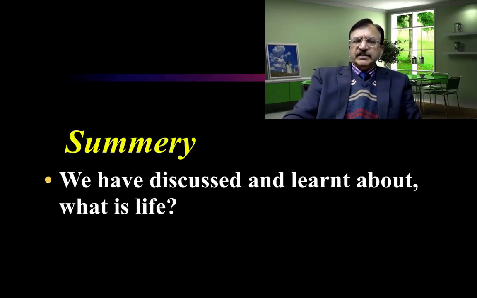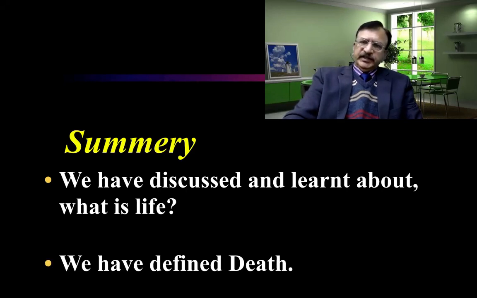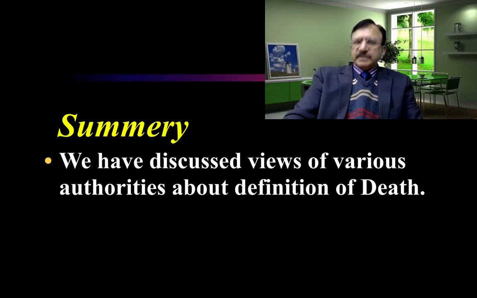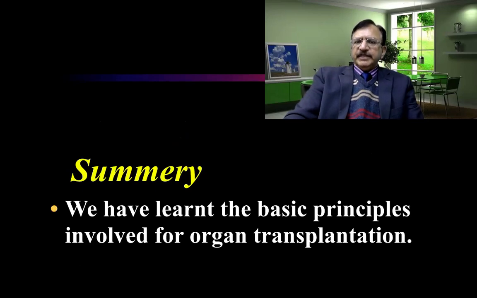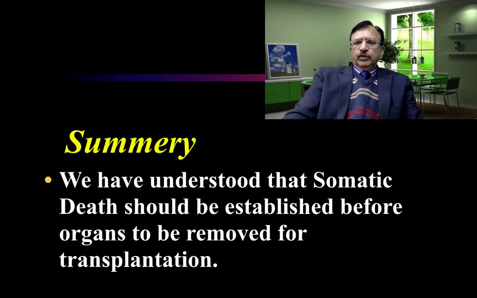So the summary of today's lecture is that we have discussed and learned about what is life, and we have defined what is death. And we have discussed views of various authorities about the definition of death. We have also learned about the phases of death. We know that there are two phases, the somatic and the organic or cellular death. And we have learned the basic principles involved in organ transplantation. That is, we should certify clinical death first before taking organs for transplantation. We have understood that somatic death should be established before organs are removed for transplantation. So this is the key.